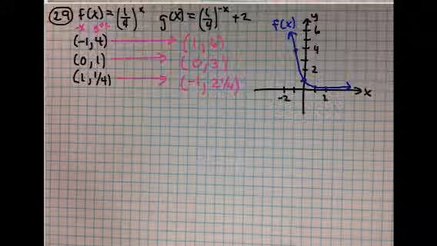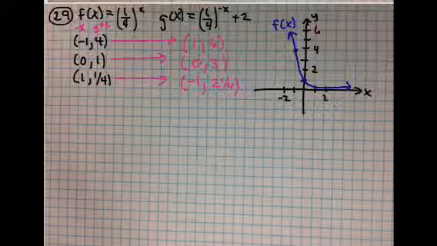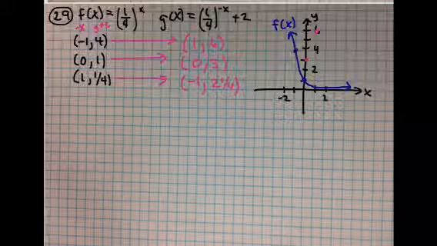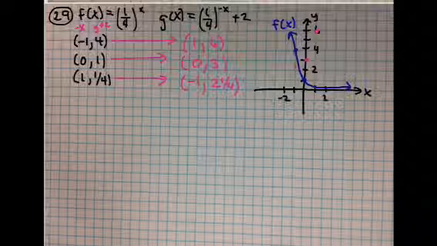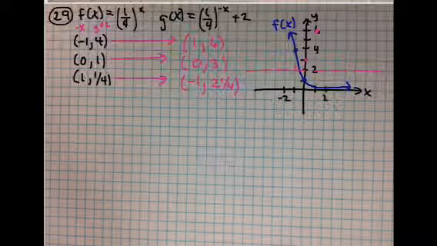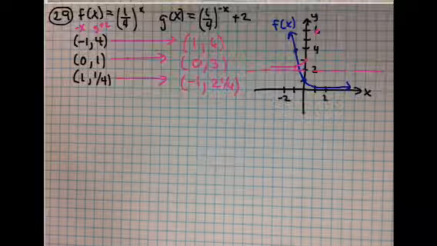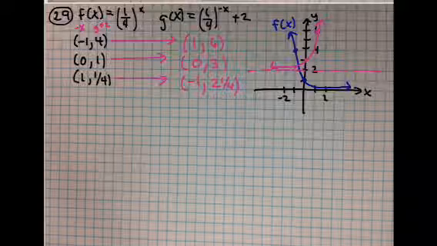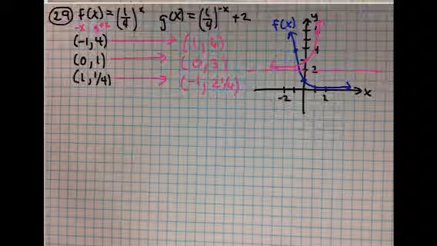So I'm going to plot 1, 6, 0, 3, and -1, 2 and 1/4. So that's about here, and then the horizontal asymptote goes on y equals 2, and it's something like this. So it now looks like a growth function, okay, and it's translated up 2 units.